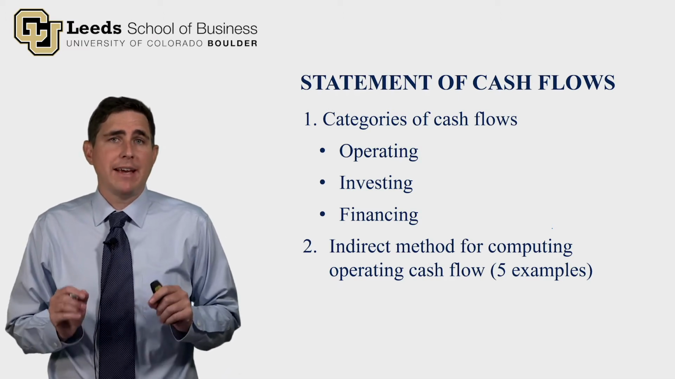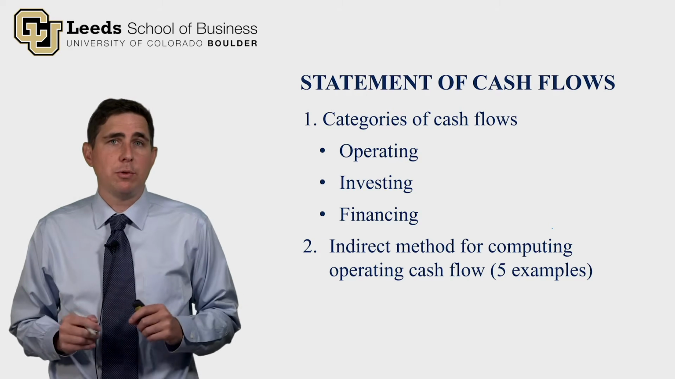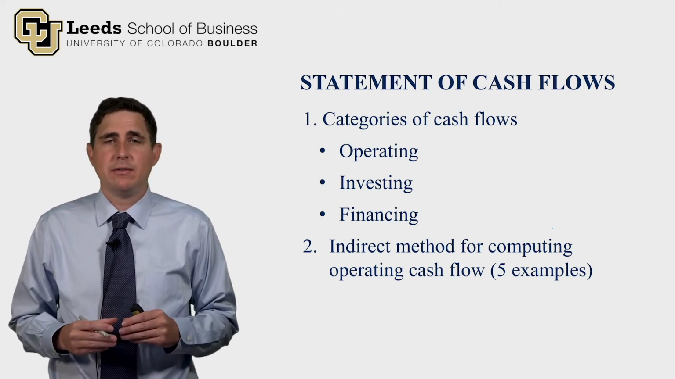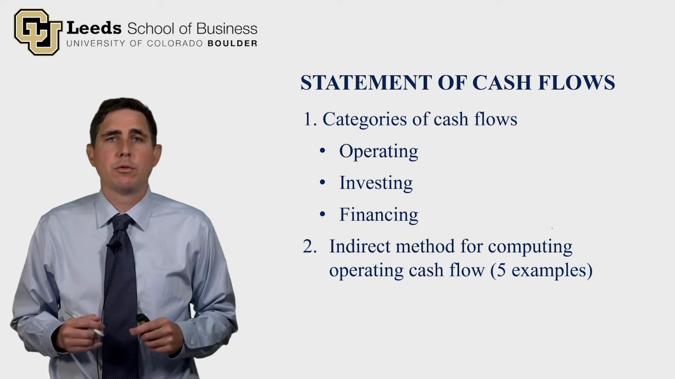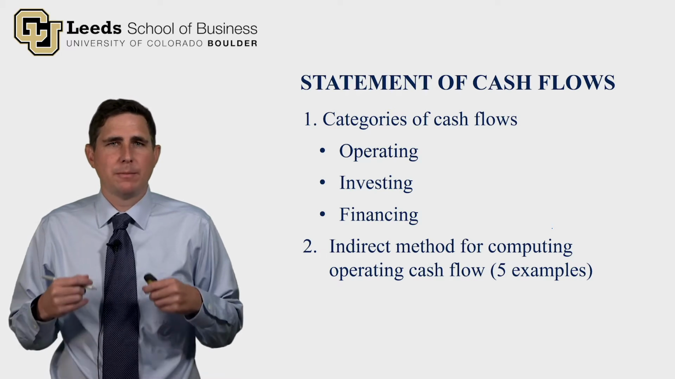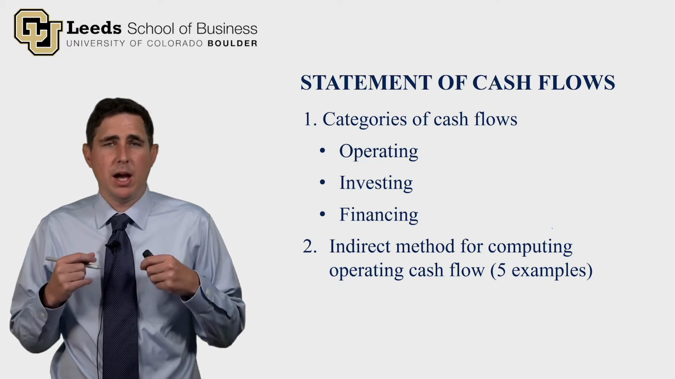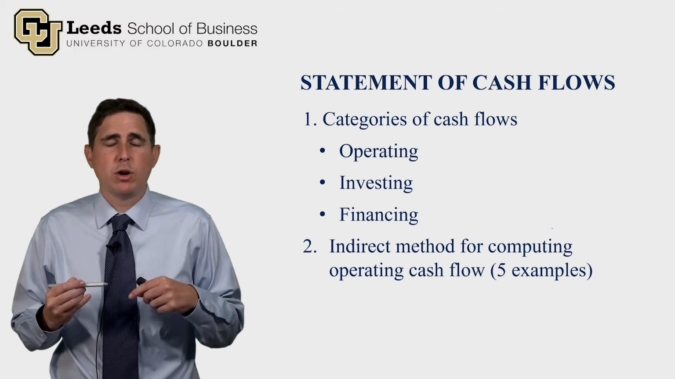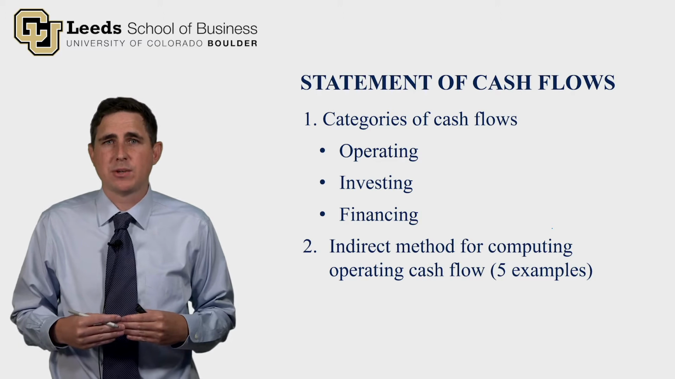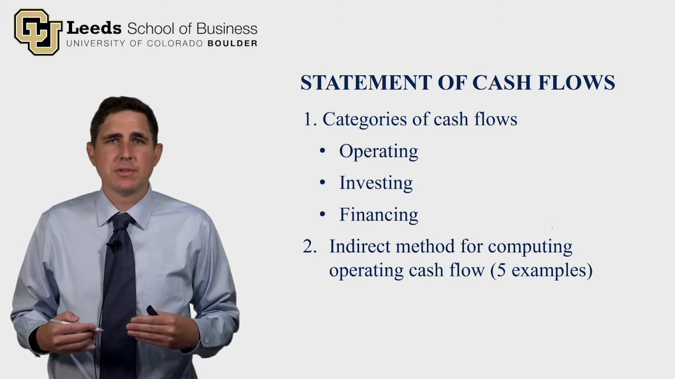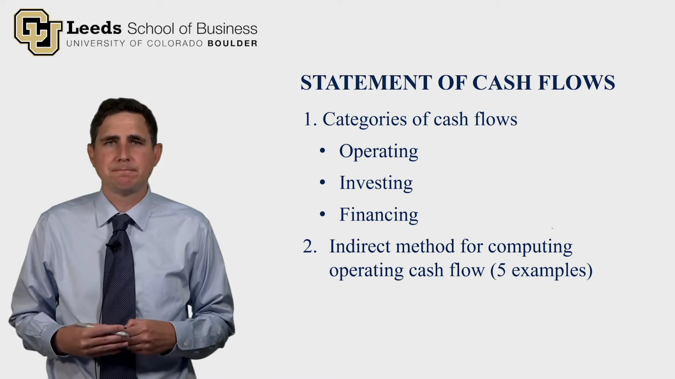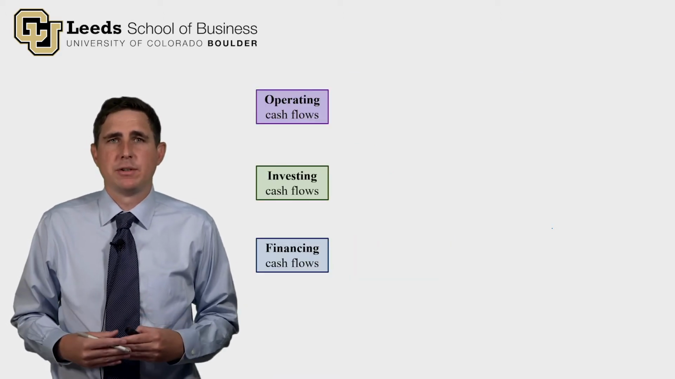So you can break down the change in cash balance into 3 different types of activities: operating activities, investing activities, and financing activities. We'll go through those categories briefly. Then we'll go through the operating cash flow metric in particular. The reason we'll go through that in detail is that we use an indirect method when we compute operating cash flow. So we'll go through 5 examples of how to calculate operating cash flow to get you more comfortable with how that's done.